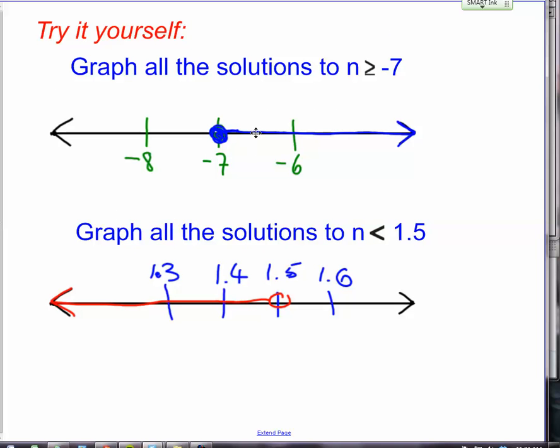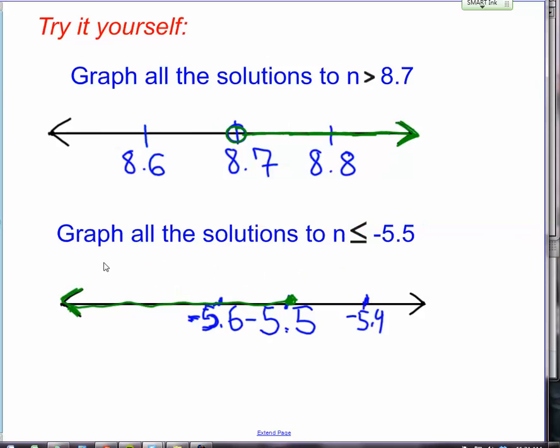And then you try these yourself. So all the numbers greater than or equal to -7, solid circle, shade to the right. All the numbers less than 1.5, hollow circle, shade to the left. All the solutions greater than 8 7/10, so hollow circle, shade to the right. Notice they counted by 1/10. And all of the numbers less than or equal to -5.5, so solid circle and shade to the left.